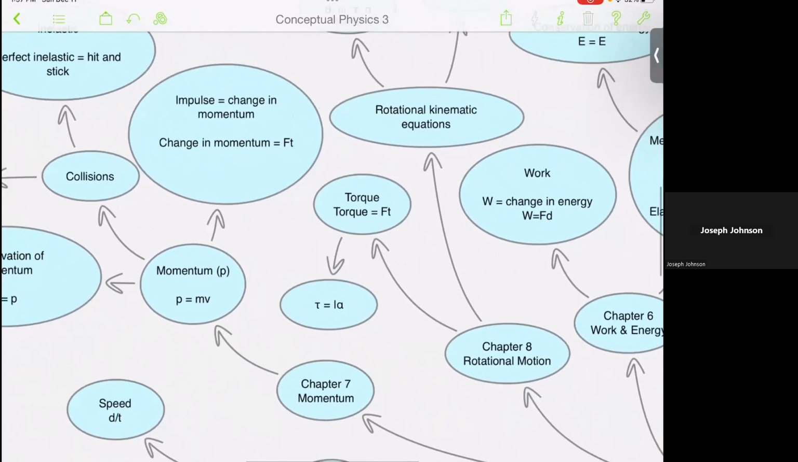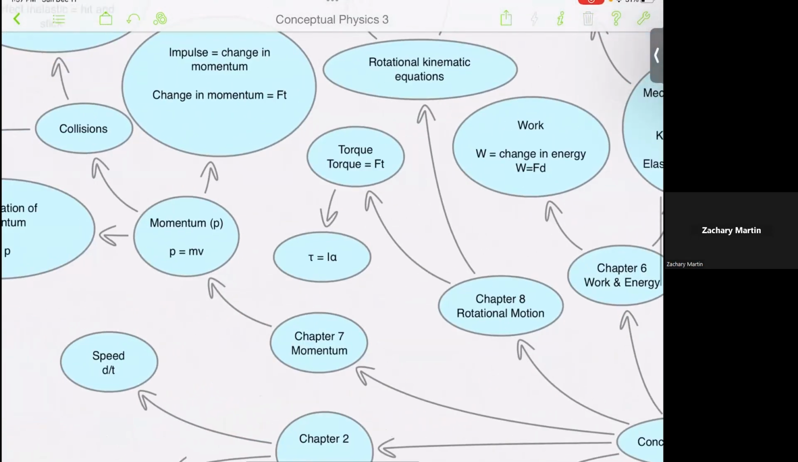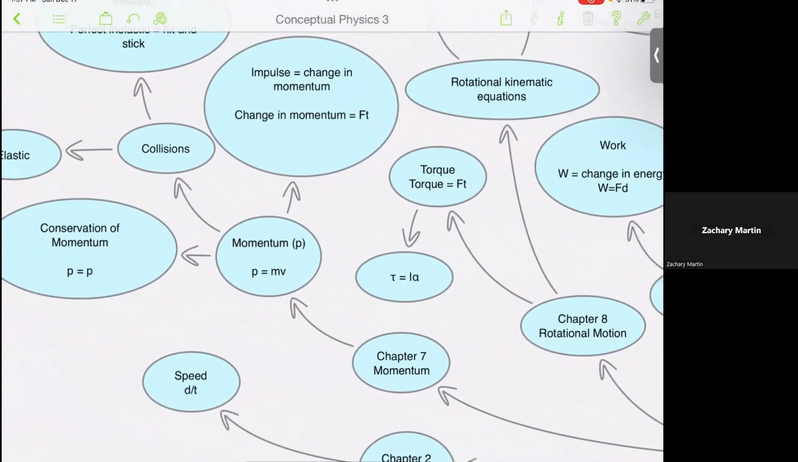All right. Chapter 8. Oh, sorry, go ahead. Sorry, could we go over the elastic and inelastic equations? Well, there's no specific equation for those things. What there is, is conservation of momentum. And if I have an elastic collision, whatever the total momentum beforehand is going to equal the total momentum afterwards.